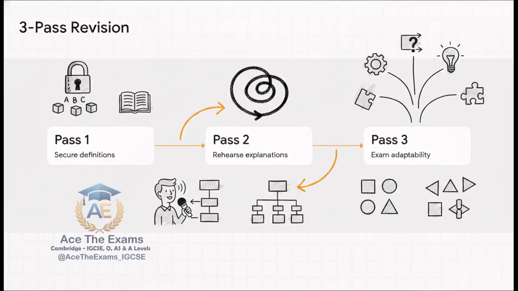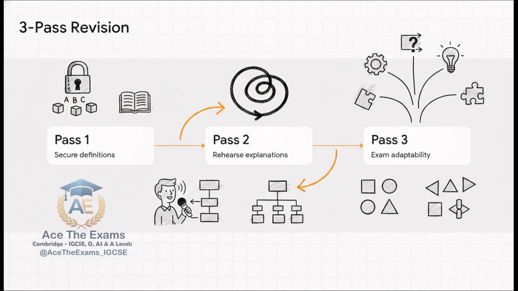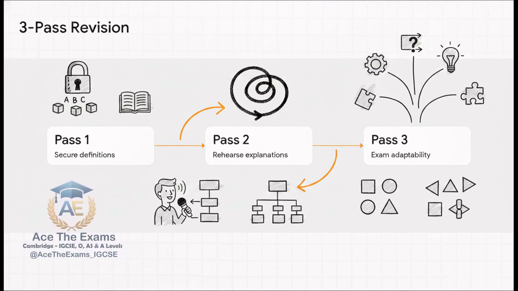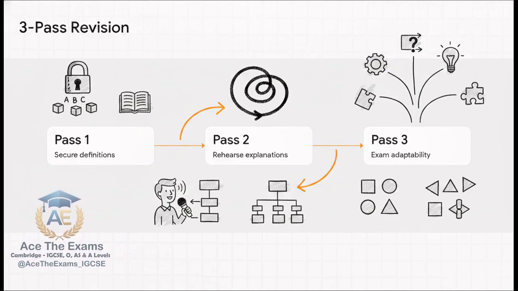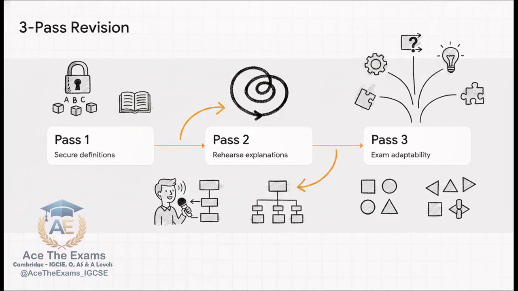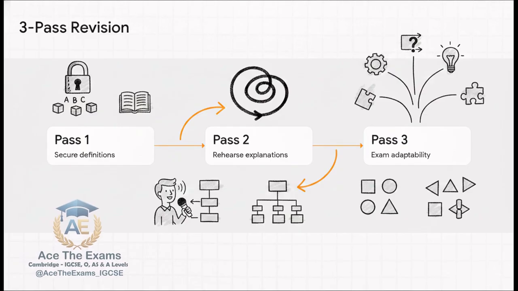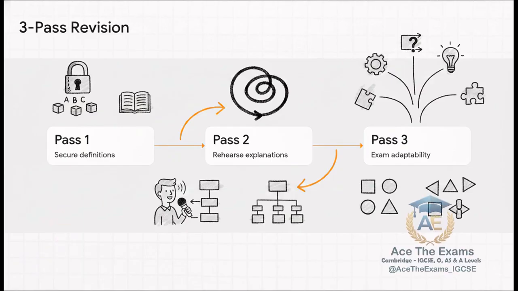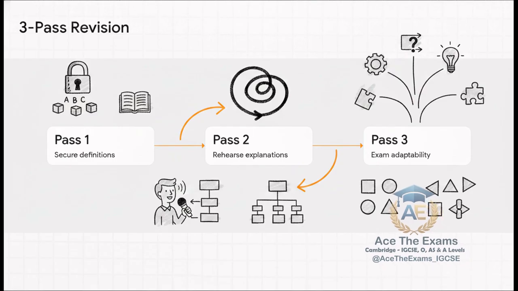Listen, reading a textbook once simply won't cut it. You need a structured strategy. Pass 1, secure those key definitions and those critical contrasts we talked about. Pass 2, rehearse your explanations, actually write out the processes or draw the diagrams. And Pass 3, focus heavily on exam adaptability. You're basically building a layered foundation, moving smoothly from basic recognition all the way to advanced, real-world application.